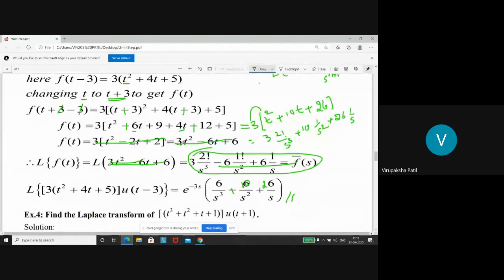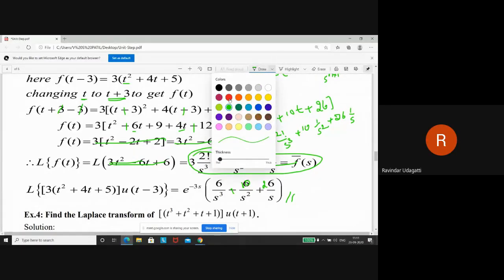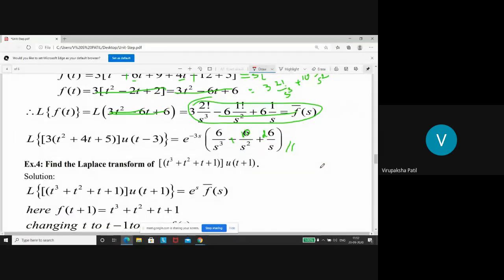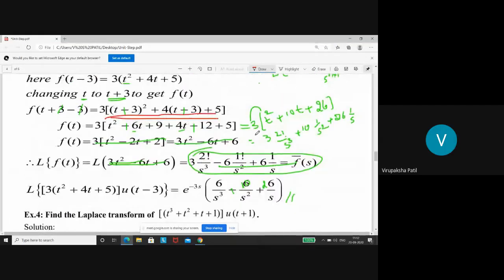Will it be okay? Have you understood this? Tell me whether you understood this step or not. Sir, what about the 3? We have taken this 3 inside, no? Oh, okay, I'm sorry.